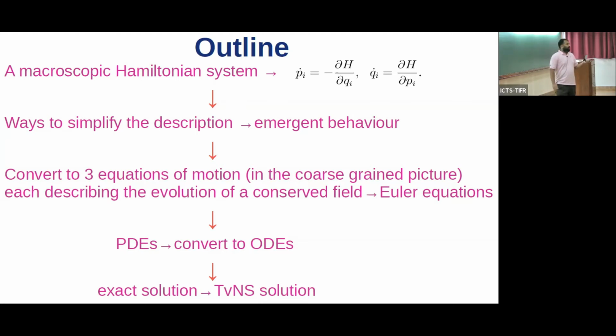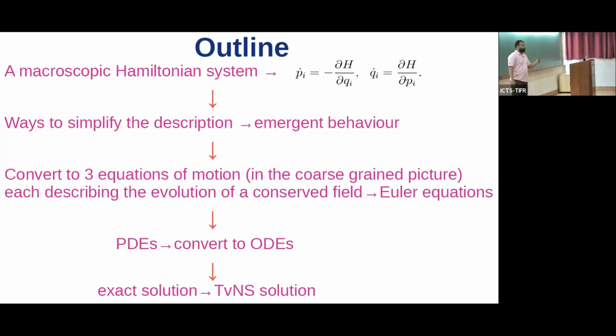So basically, out of 2n, how small can you get? What are the least number of equations that you can use to describe the system? That depends on the number of conserved quantities in the system. Generally, we come across non-integrable systems which have 3 conserved quantities. So we convert them into 3 equations of motion.